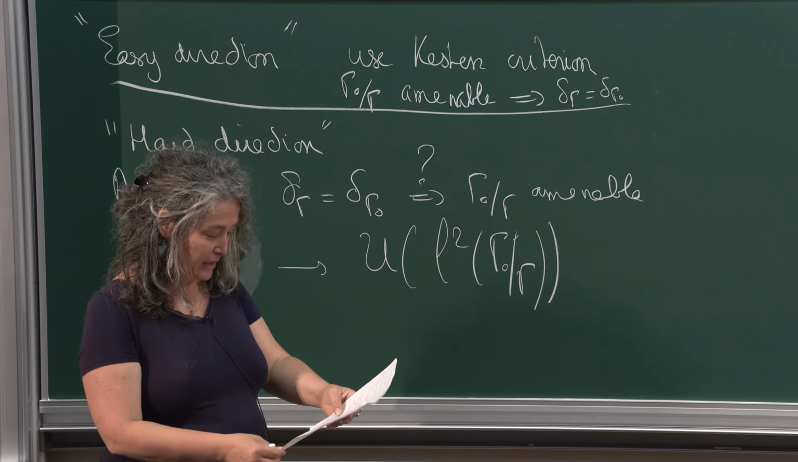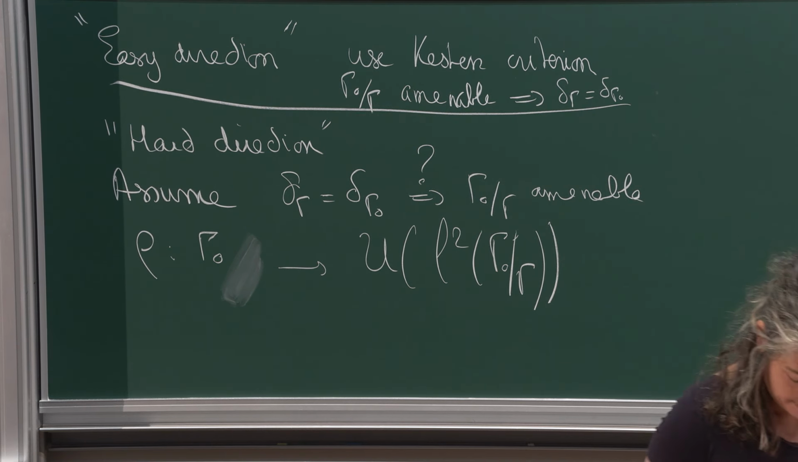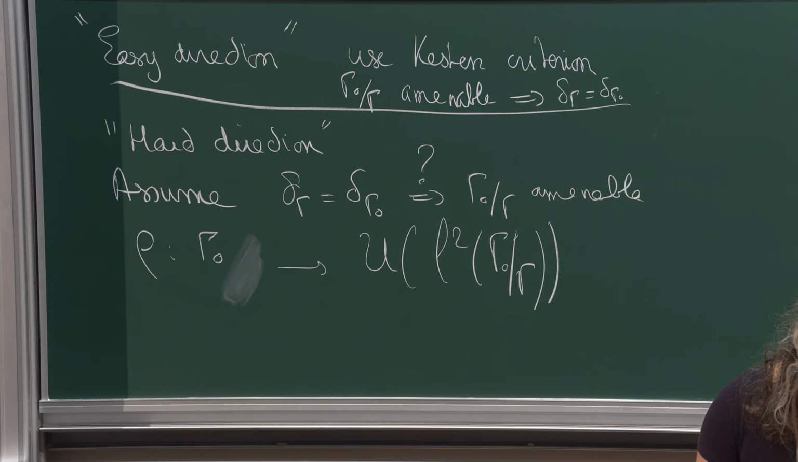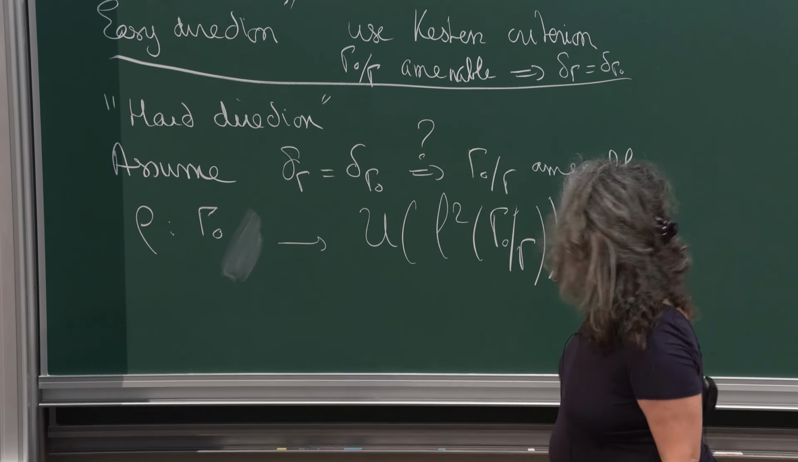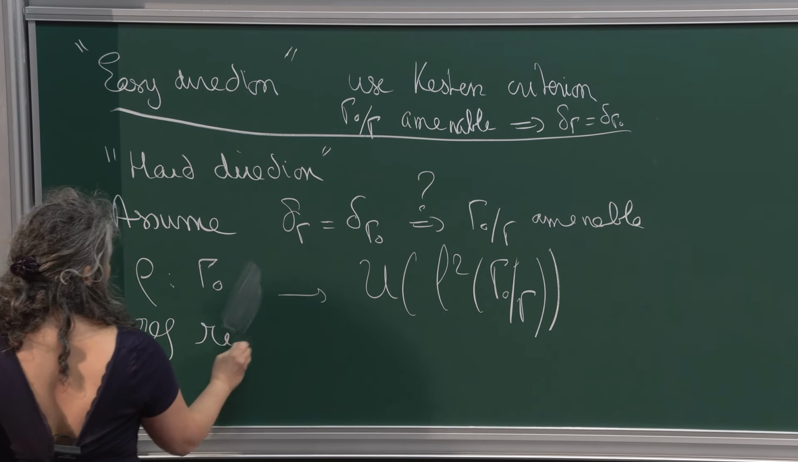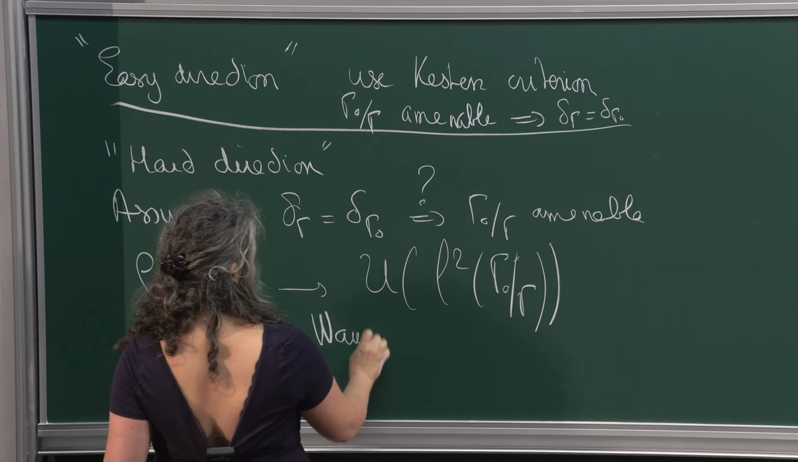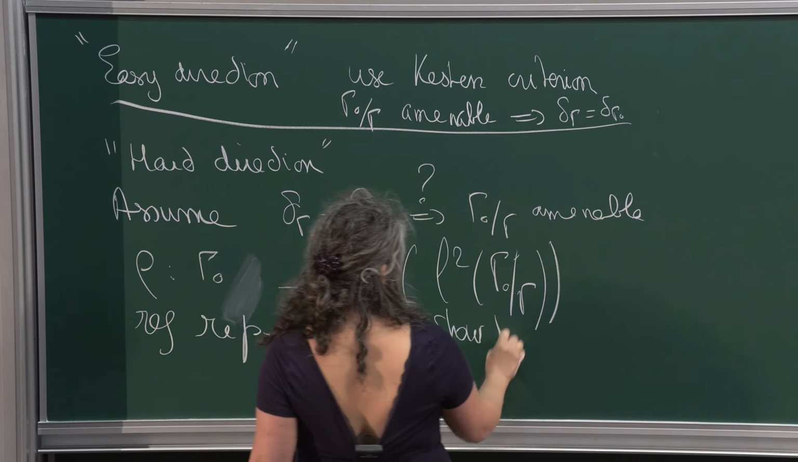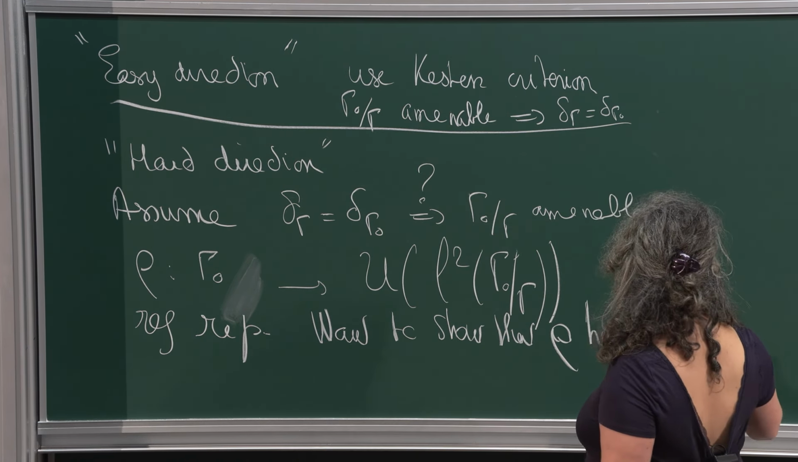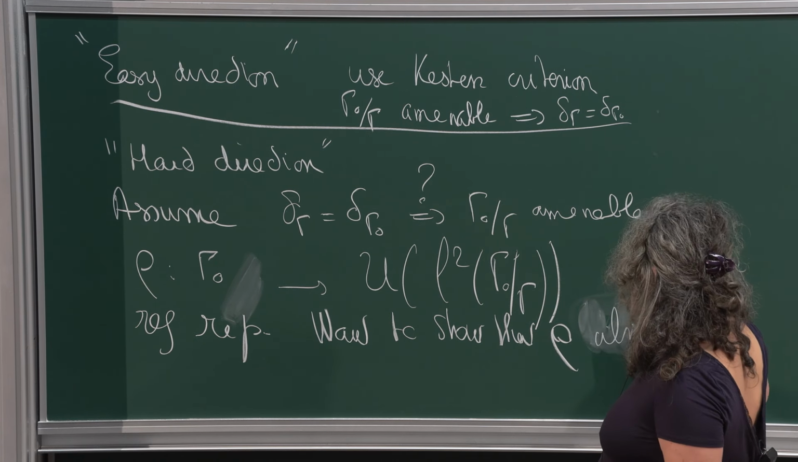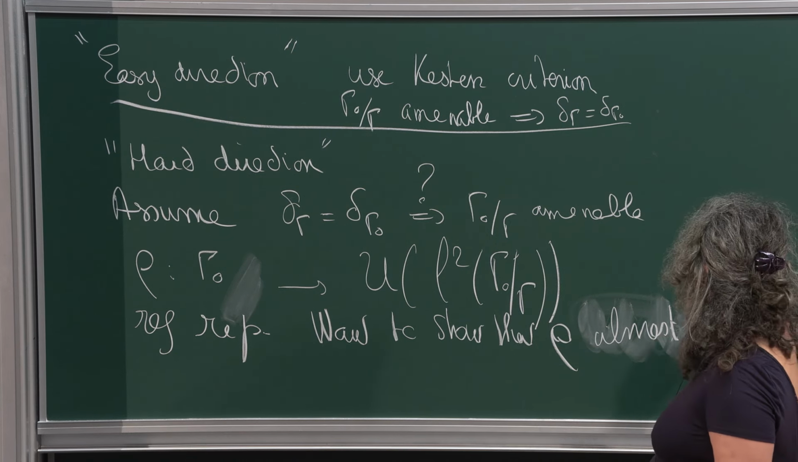Should I write the formula? Yesterday, Roman Sauer wrote the formula for the regular representation, so I don't have my notes there. Okay, so it's a regular representation. And what we want to do is to show that rho has almost invariant vectors.